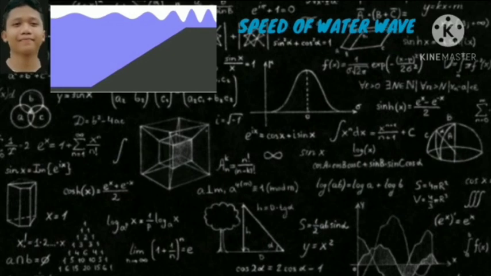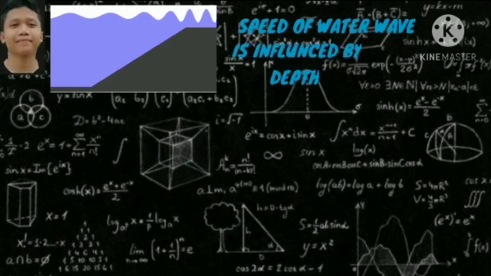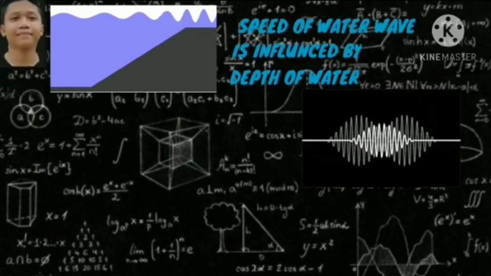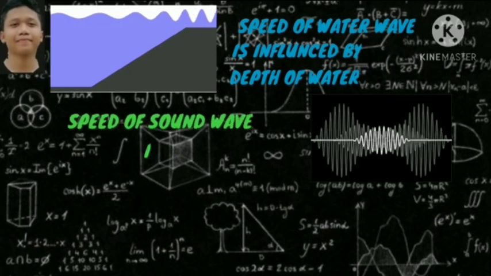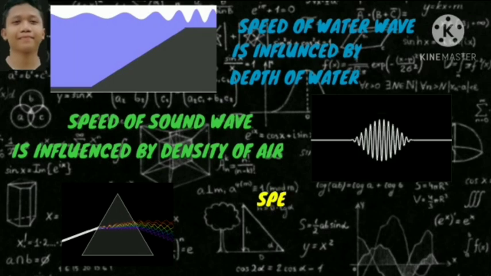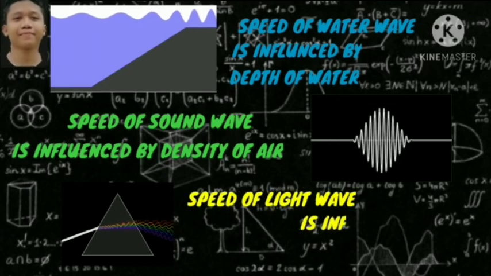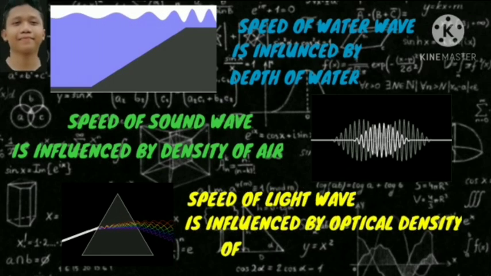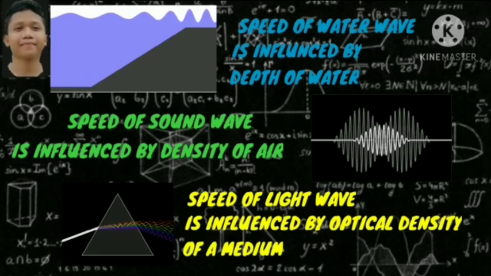Speed of water wave is influenced by depth of water, while speed of sound wave is influenced by density of air, and speed of light wave is influenced by optical density of a medium.